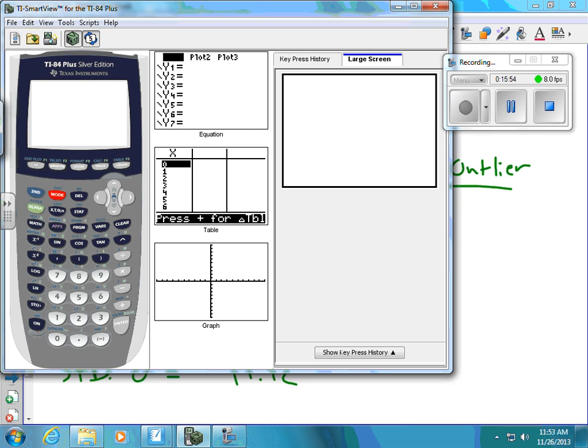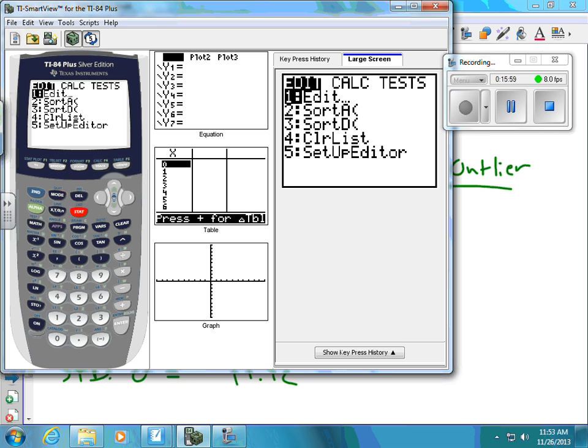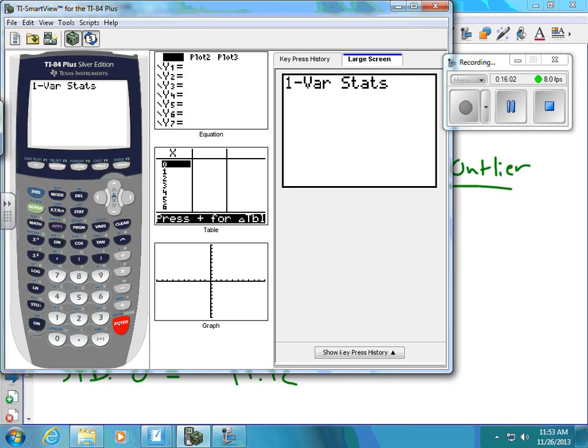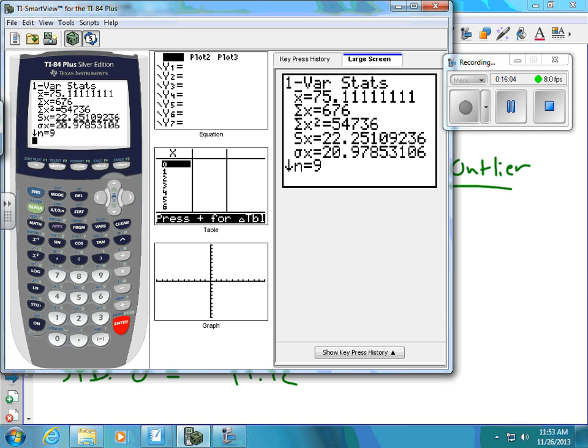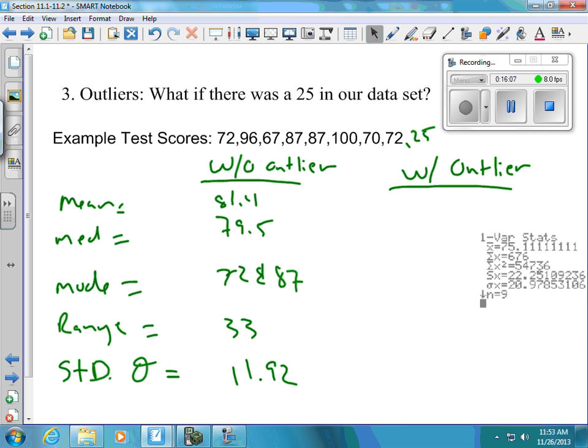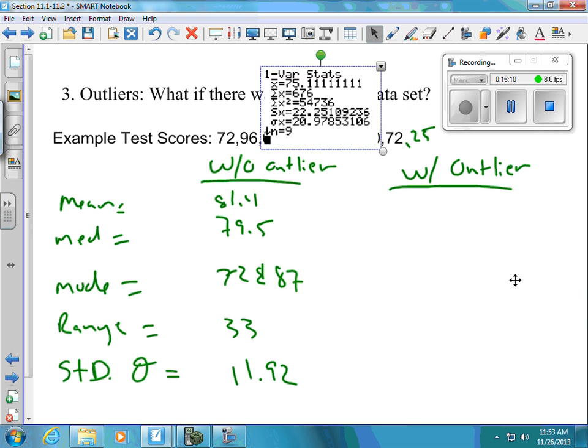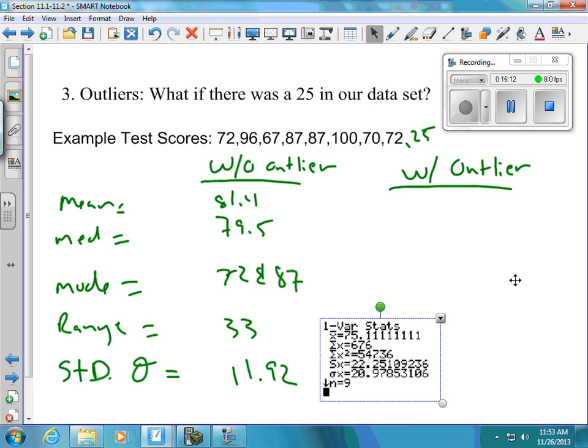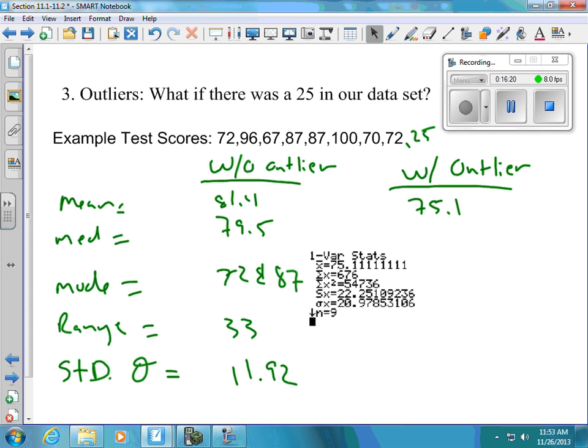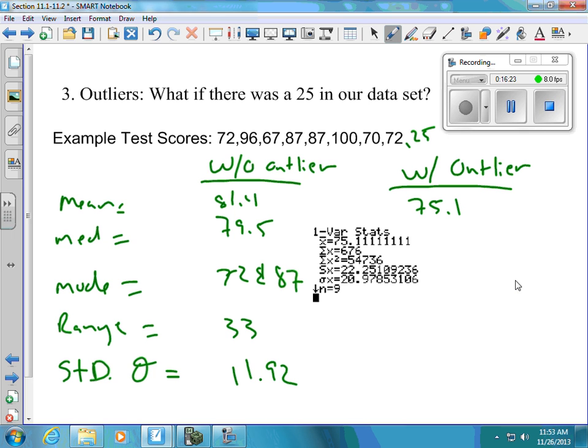We're going to go Stat. We're going to go to Calc, 1-Var Stats, and let's see what our new values are. Okay, well we can see that our new X bar, our new average is 75.1. From this screen, I'm going to go with what we can get on here. Our standard deviation, we'll round that up, that's about 21. Okay, and let's see, what else do we have? We have 9 data values now, obviously.